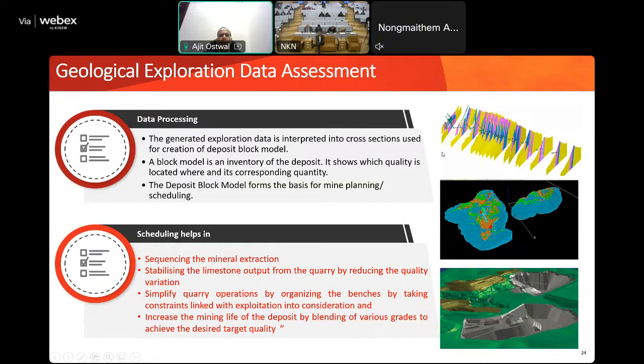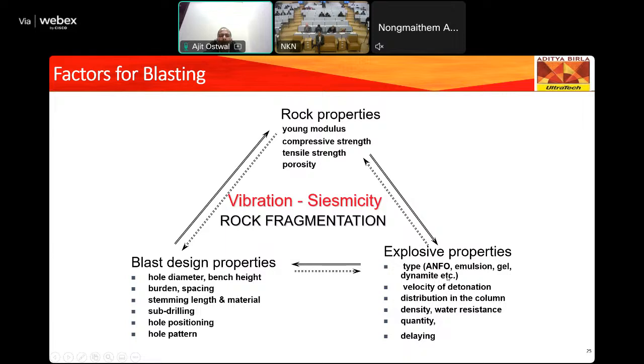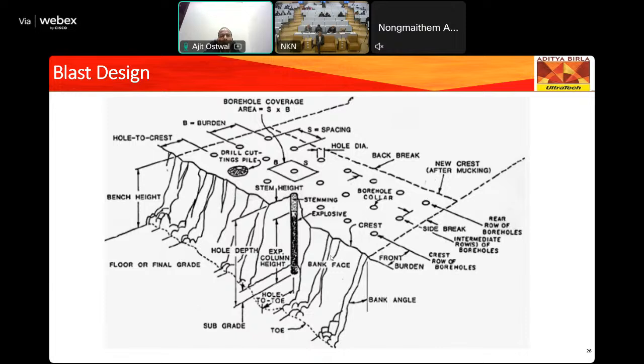Then data are processed in the mining software, geological models are created, pits are created, scheduling happens. And blasting, I mean, explosive rock property and blast design property, here also geotechnical parameters play a very, very important role. This is a pictorial view of blast design.